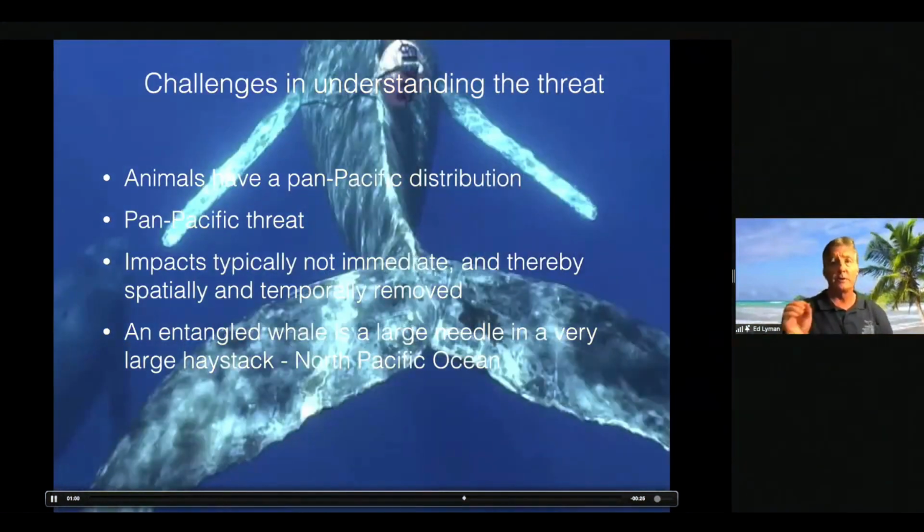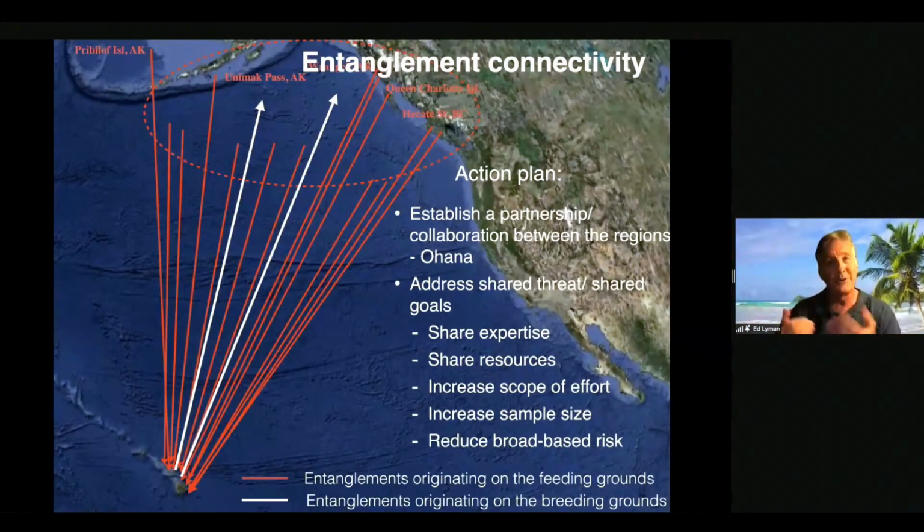So, and here's an example. Now, I showed you the migration route earlier. Now I'm making another example of that connectivity between these two regions, Hawaii and Alaska. And in this case, the red lines represent gear the whales have carried from their feeding grounds, respective feeding ground, down towards Hawaii, where we've been able to get their reports. And the white lines, not as many that we know of, showing it the vice versa from Hawaii to Alaska.